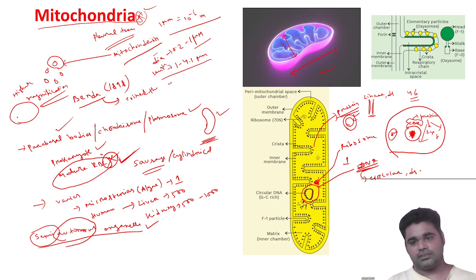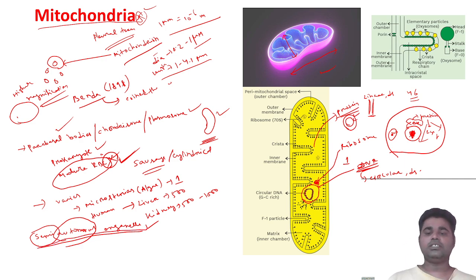So that's why it is called semi-autonomous. It is not fully autonomous. Why is it not fully autonomous? Because it contains only the ribosome and the DNA. But besides the protein, for all other compounds or molecules, it depends upon the other organelles. So that's why it is called the semi-autonomous organelle.